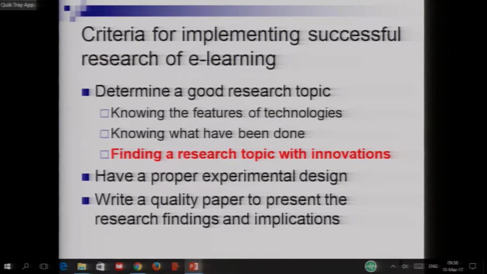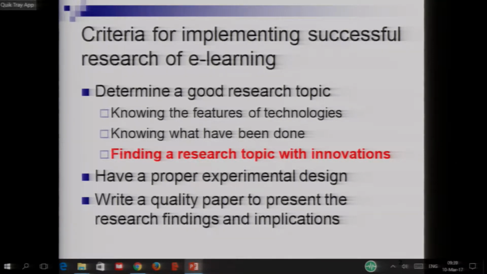Yes, we need to know how we can make good use of technology in education settings. Also, we need to know what has been done, because when we talk about research, that means we need to have some innovation in that research. So we need to know what has already been done and what can be done in the future. And also, of course, we need to have a good research topic with innovation.